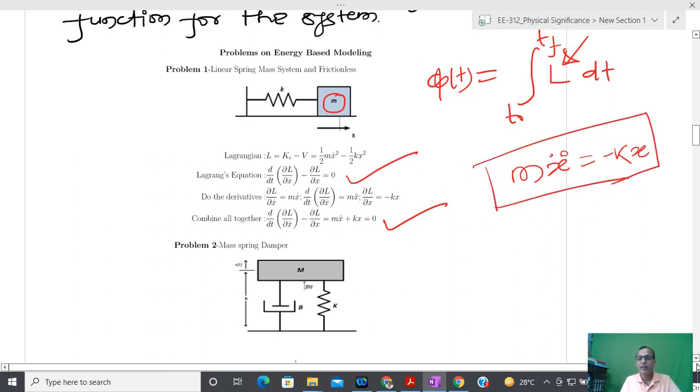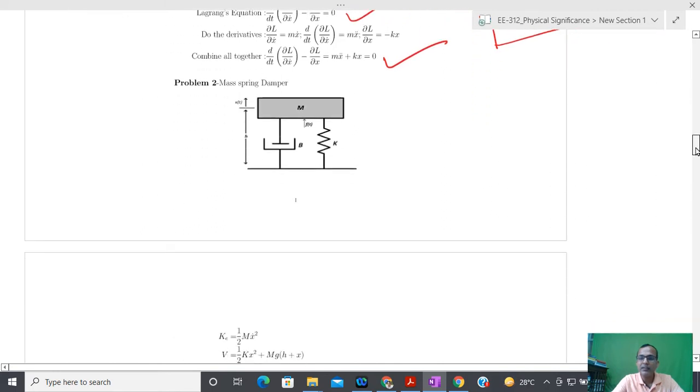Now let us come to a little more complicated system. This system was very simple. Now what I have here is the mass spring damper system. Those who have done a course on linear control theory might have seen that in every linear control theory book this example is very famous. Again I am going to do the mathematical modeling for that.